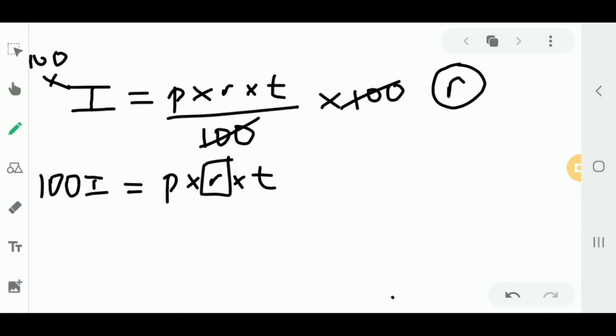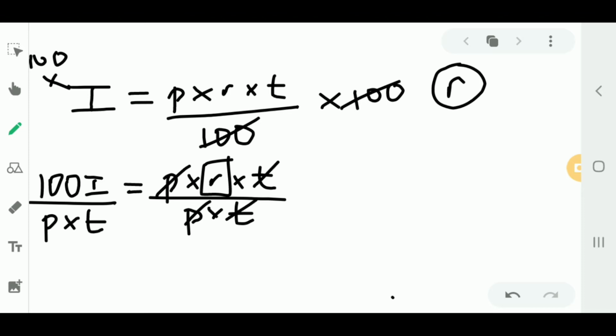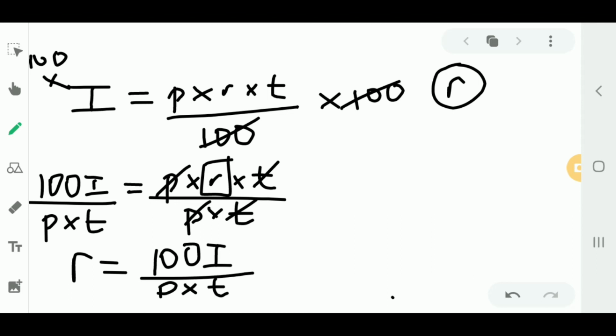Again, we want to make R the subject. So we are multiplying by P and T, which means we are doing the opposite, which is dividing by P times T. So these would cancel here, and we'd have R on the left-hand side. So R, in turn, is equal to 100I over P times T.